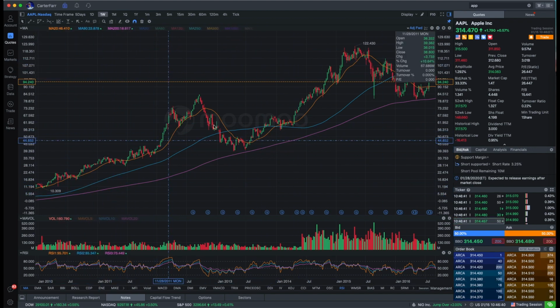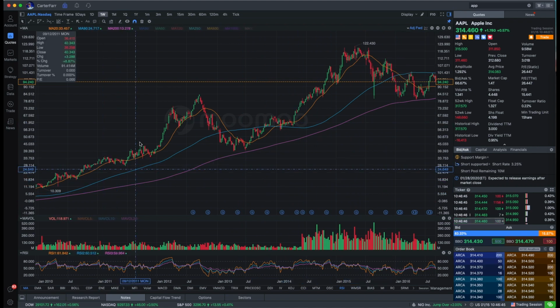When the stock's above it like it is right now, so it's not below it. If it was below it, it would be trading underneath it. When it's above it, these moving average lines act as support. So support is just when traders tend to get buying pressure and it pushes the price up.